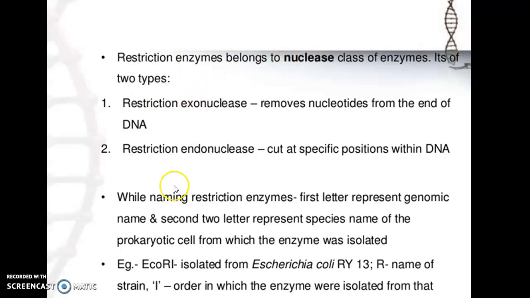For example, EcoRI is the enzyme isolated from Escherichia coli RY13 bacterium, and the I indicates the number of discovery of the enzyme. So from the Escherichia coli RY13 strain of bacteria, the first enzyme discovered is named EcoRI.